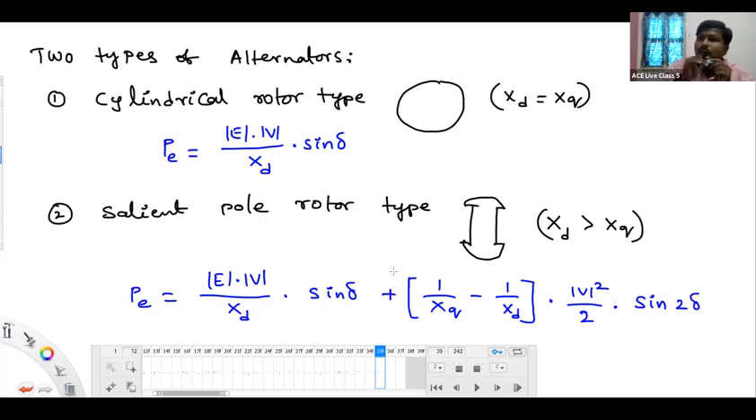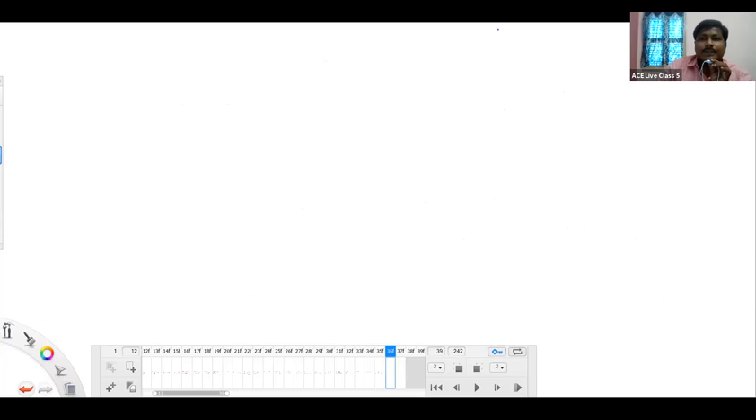One more thing, I am assuming both alternators as lossless here. Kindly listen. If you draw the power angle curve for the cylindrical rotor type, we get only sine delta. So it will be a simple sinusoidal signal. Let me show it. Just have a look here.